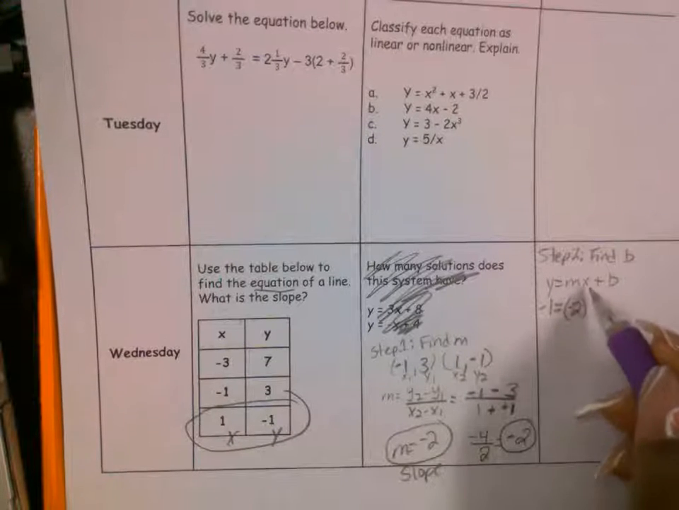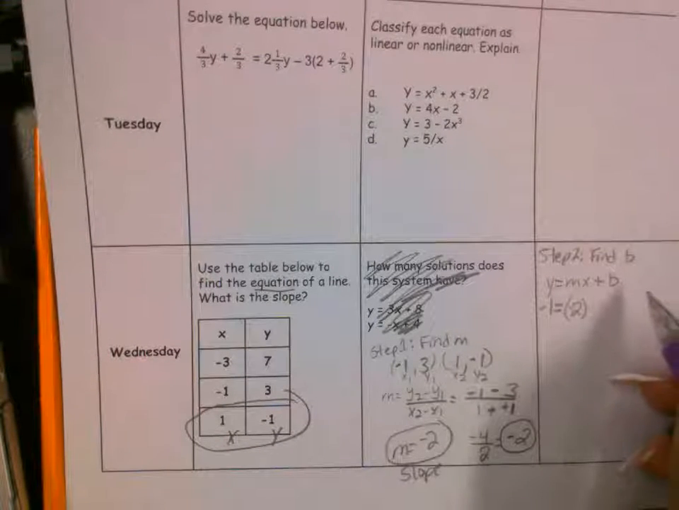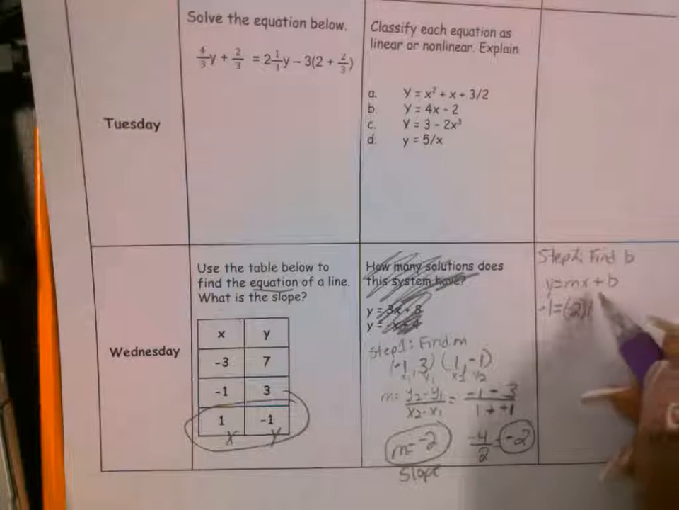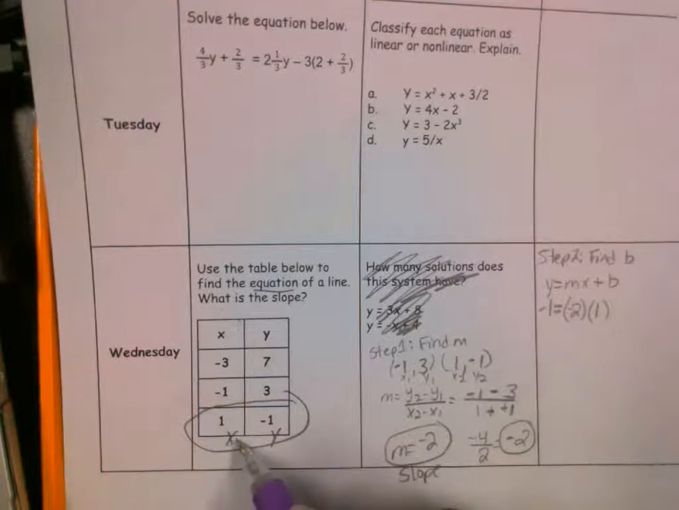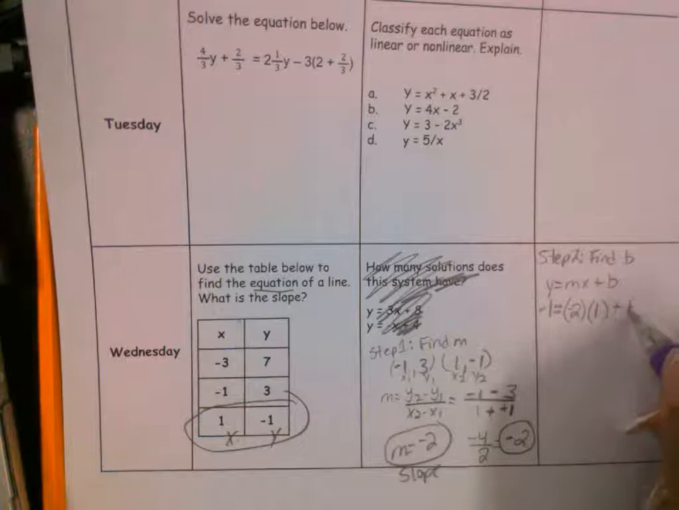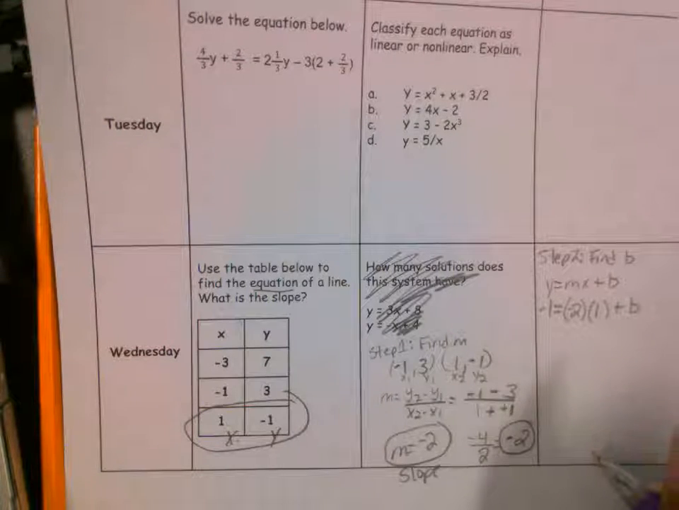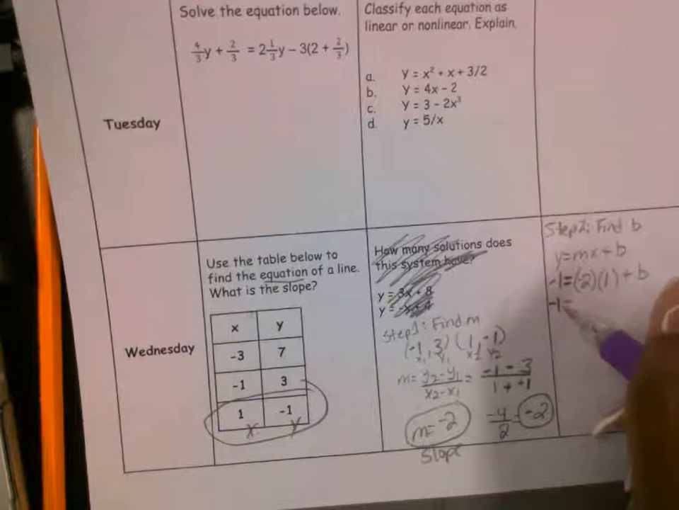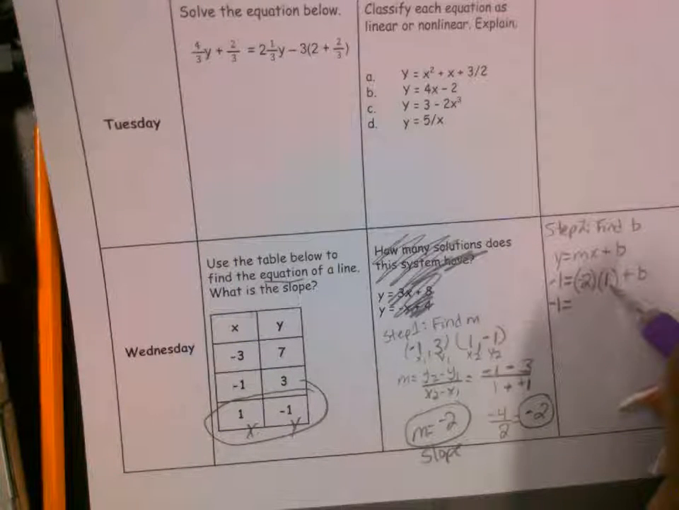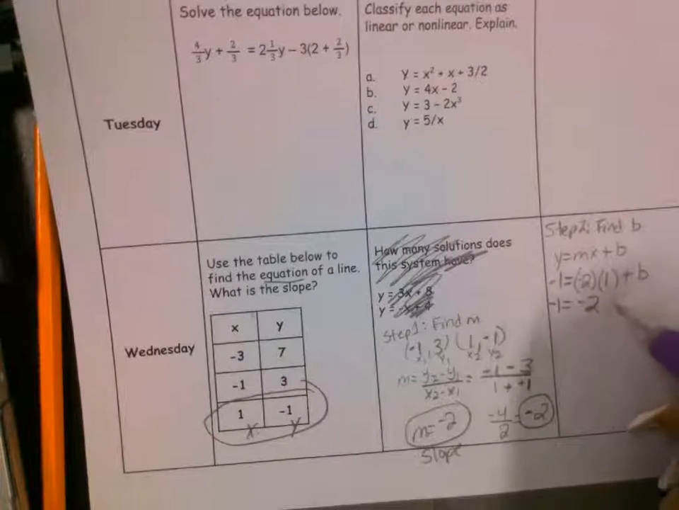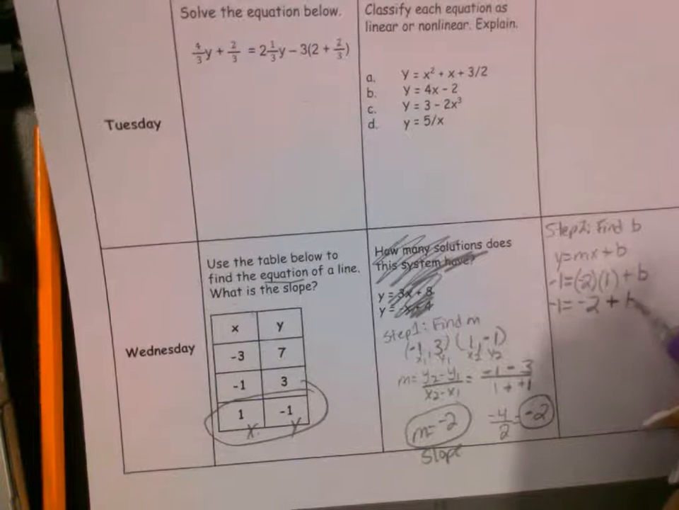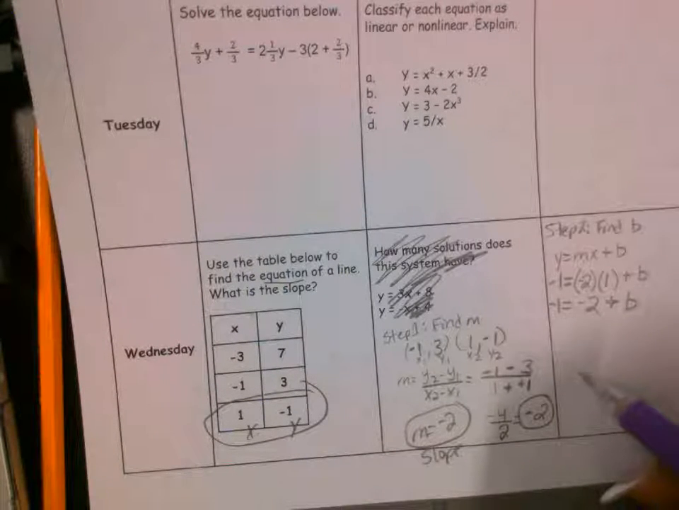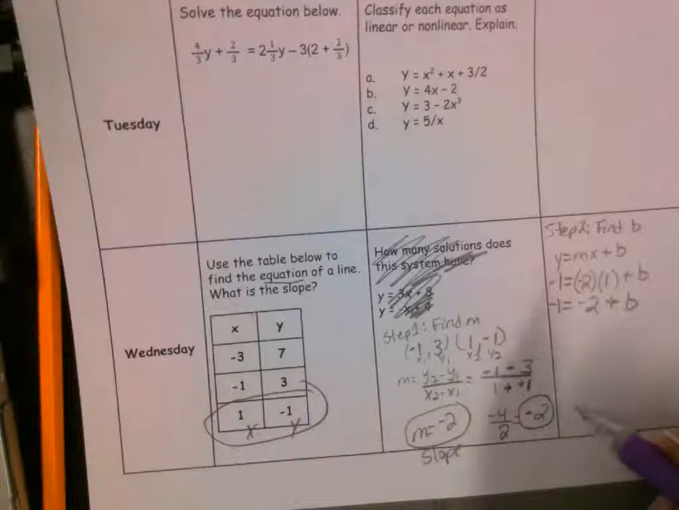-2 times x. What's our x? 1. Okay, remember we chose this point. Plus b. So this is what we're trying to find now, b. So this side is -1. It's equal to, what's -2 times a +1? -2. Very good. Then we got plus b. So now, how do we get b by itself? What do we do to get b by itself?